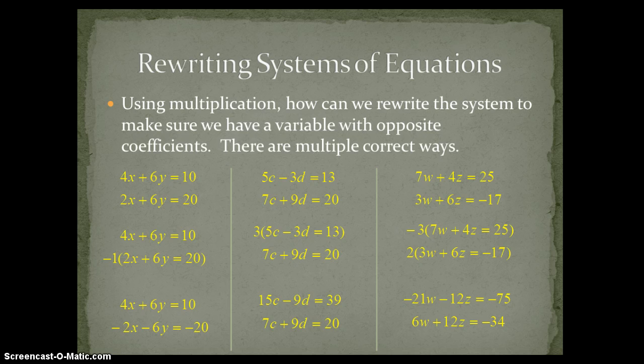There's a lot of information on the screen, so take a second and look through it. You can also try other ways to make them have like terms. We didn't have to multiply by these values. We could have done it differently. Like I said, there are multiple correct ways. This is just one way for each of these equations.